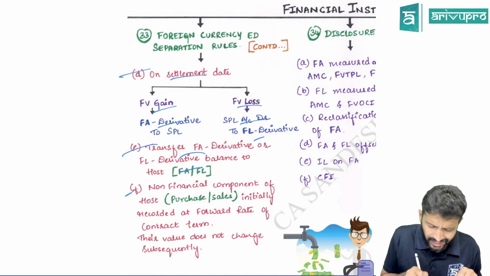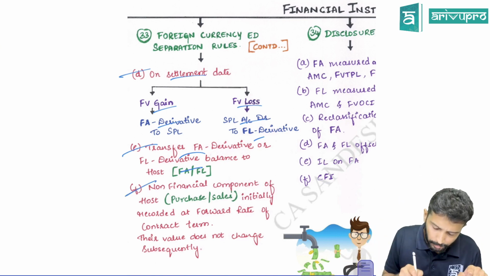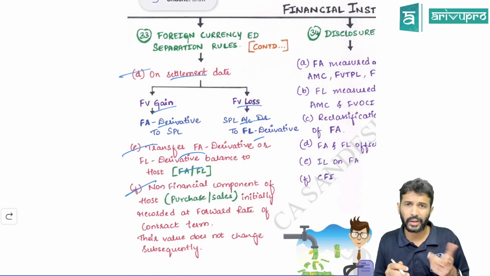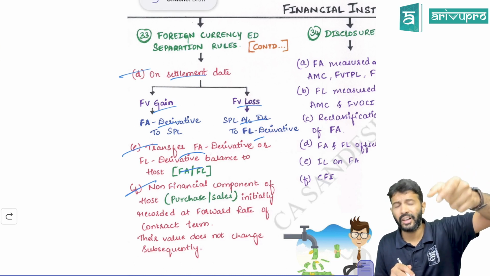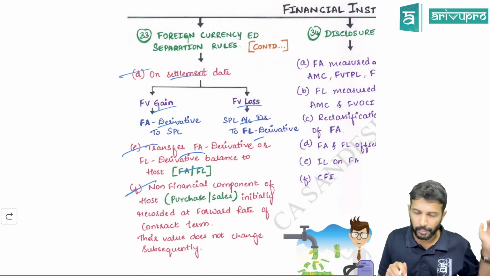Fine. And then accordingly, if you have settled that financial liability, pass the settlement entry. The non-derivative component, meaning your inventory related one, you already recorded initially at the contract duration's forward rate. So no need to subsequently remeasure it. Same thing, it will be accounted under.